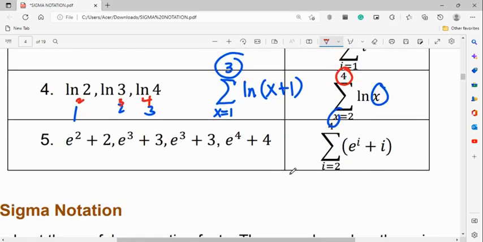Okay, and in number 5, a natural exponential, and that is e raised to i plus i. e raised to i starts from 2, okay. When i is 2, this is e raised to 2 plus 2. i is 3, okay. Nakikita natin sequence, 3 and 3. Ay, doble to. So, dapat wala to. Okay. Then, e raised to 4 plus 4.